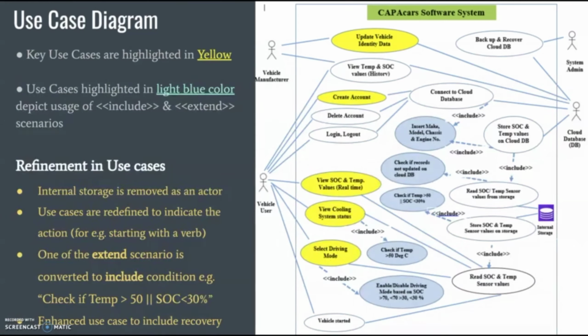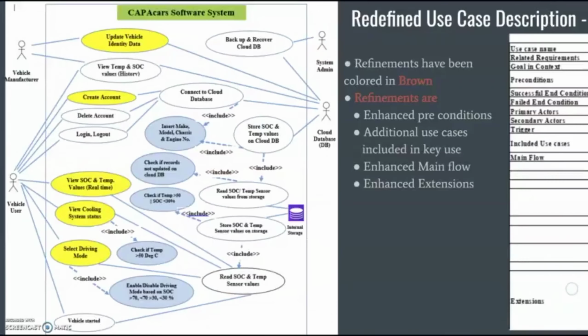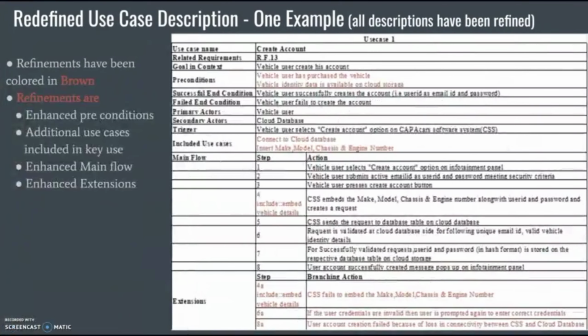This slide also captures the refinement done in use cases. For example, internal storage is removed as an actor. Use cases are redefined to indicate the verb action. One of the extend scenarios is converted to an include condition, and one of the scenarios is expanded to include recovery as well. Now this slide captures the refinements done in use case descriptions, for example, enhanced preconditions, main flow, and extensions. Also, the descriptions for all key 6 use cases have been refined.